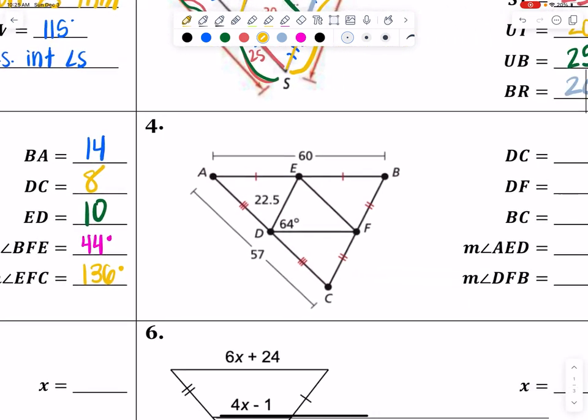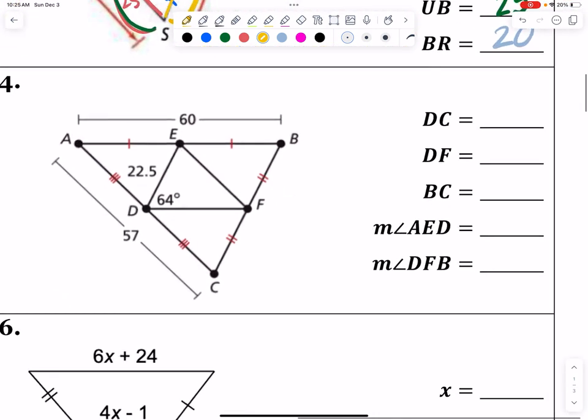So we found missing sides and missing angles. So I want you to try this problem on your own. Try to find the missing pieces if you're watching this video, and then click play to see how you do.